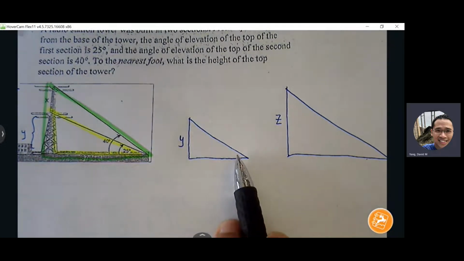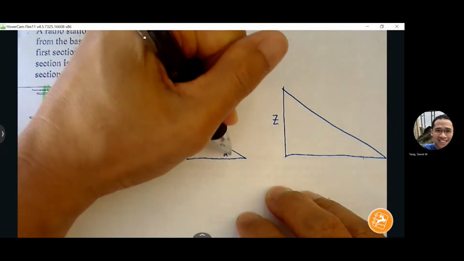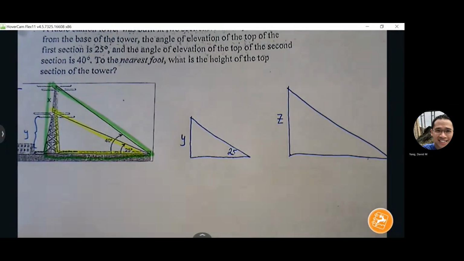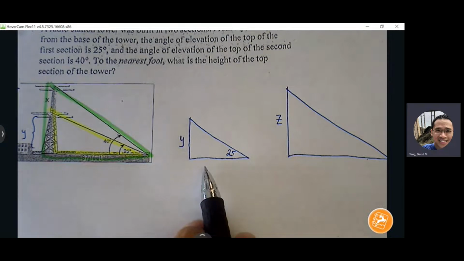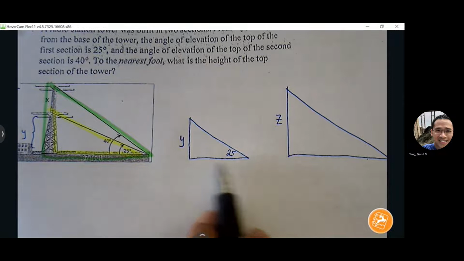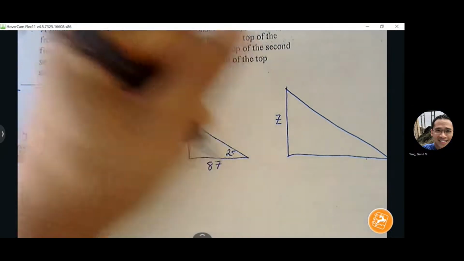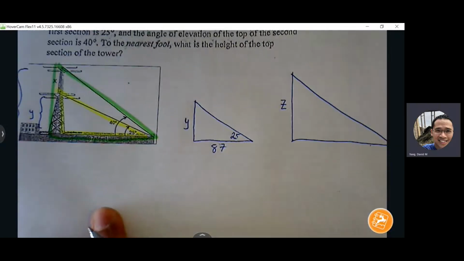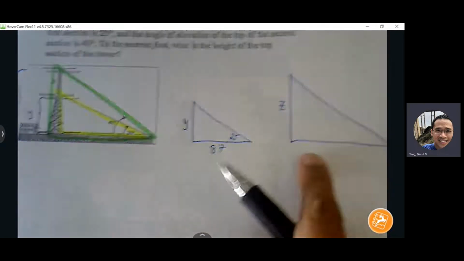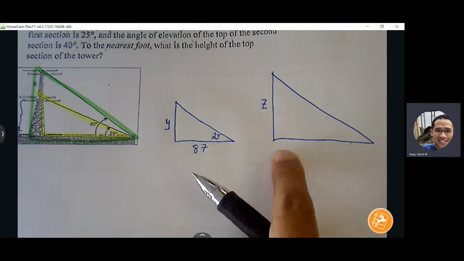What angle can I put inside the small triangle? 25. Okay. What other information do I know about this triangle? Yeah, the base, right? The base is 87. Okay, we'll come back to that. Eventually, we'll solve for y. But let's go to the second triangle here.